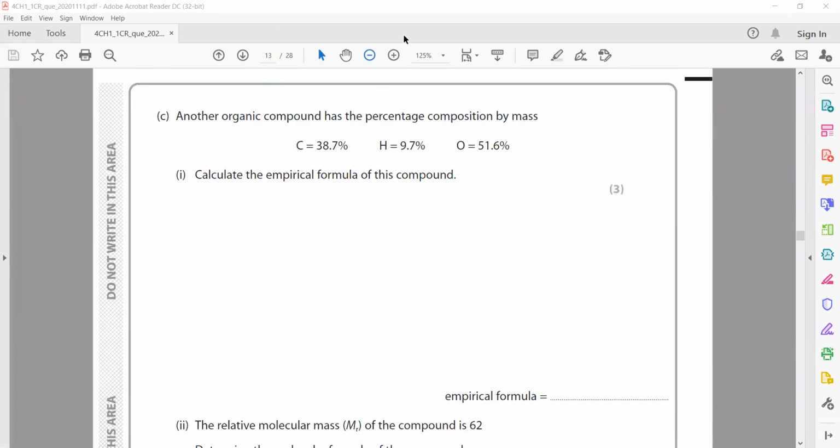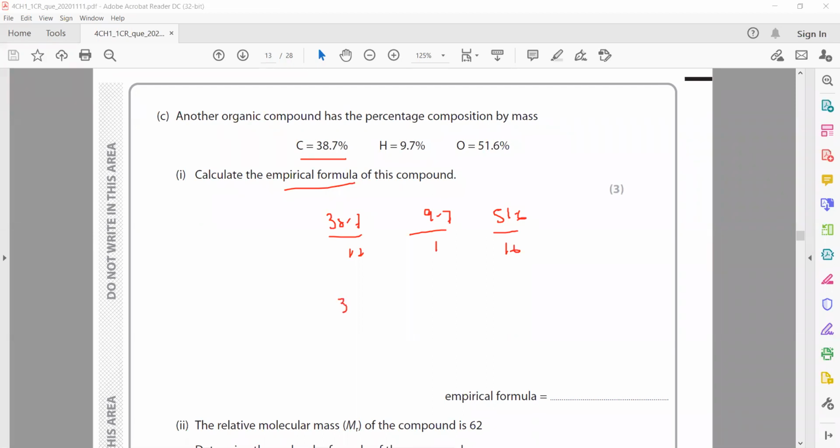Organic compound, so what is the empirical formula? So you will divide by atomic mass. This will be divided by atomic mass and then divide by the smallest value, and then either you will round off to the nearest whole number or multiply by a certain factor to get it.